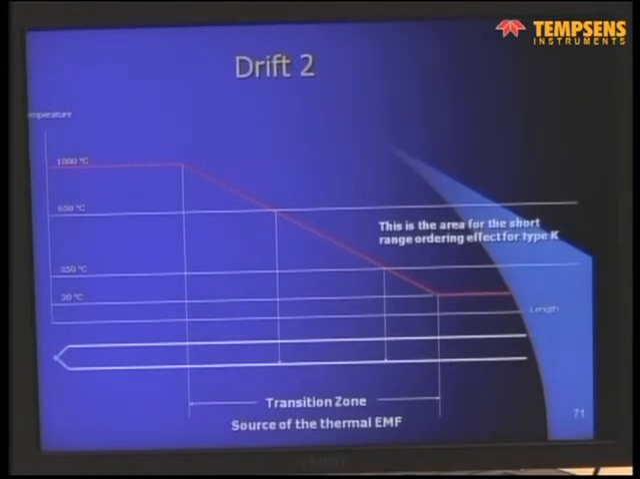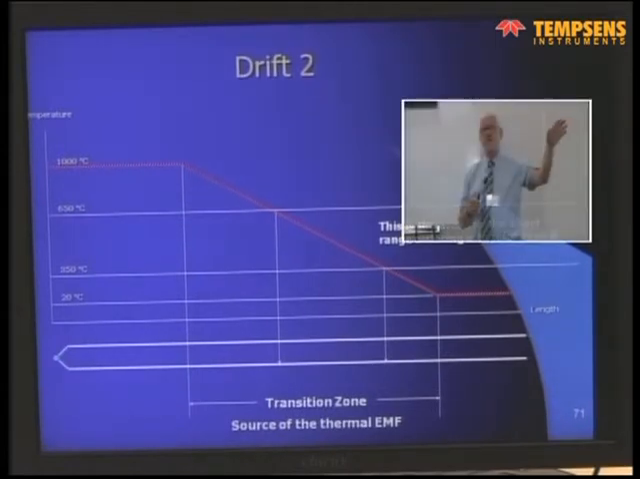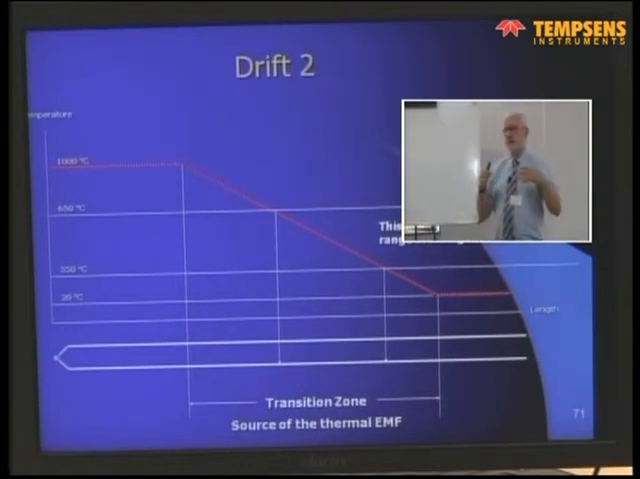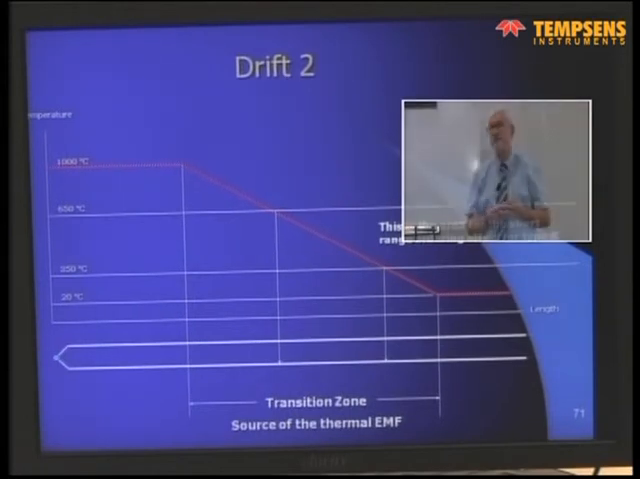This is a graph where, for example, the EMF is generated. The EMF is generated only in the zone where the temperature changes. Only there. Before, in the constant level at 1,000 degrees, and behind, the constant level at ambient temperature, no EMF is generated because there is no temperature difference.